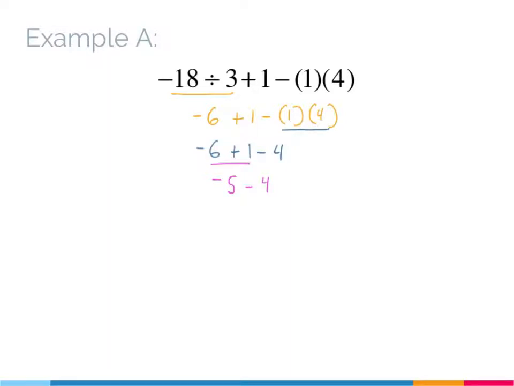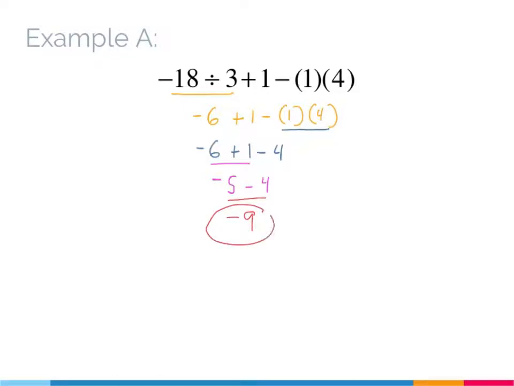negative 5, negative 4, however you want to say it, means the same thing. So that's the step I'm going to be working on. Since I have the same signs, I'm going to be keeping it. And since they're the same sign, I'm going to be combining them or adding them up. And 5 plus 4 is 9, so my final answer is negative 9.